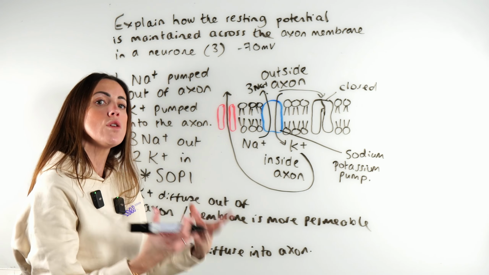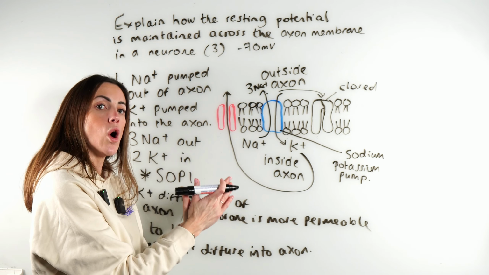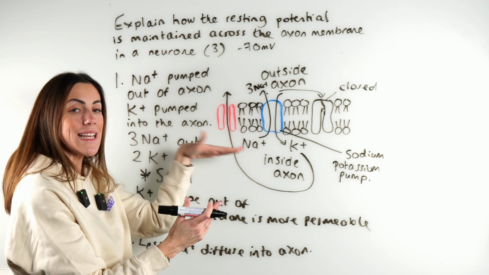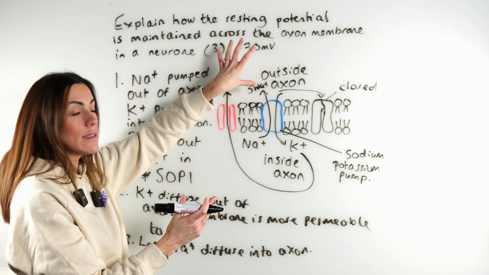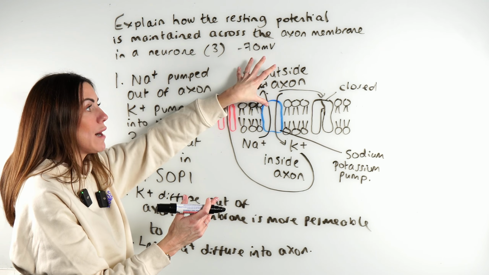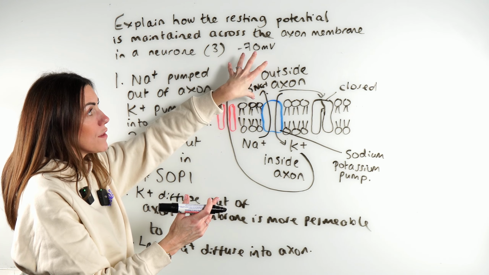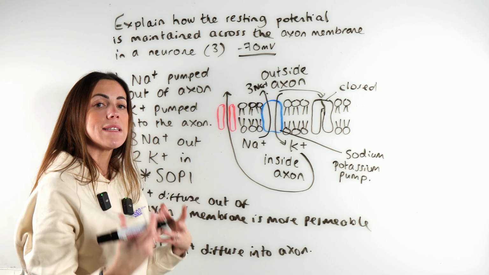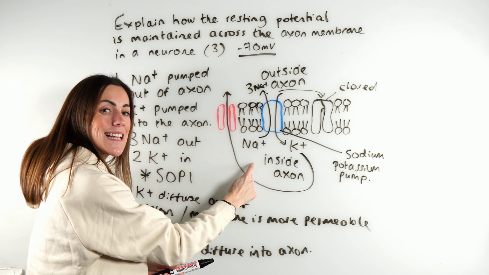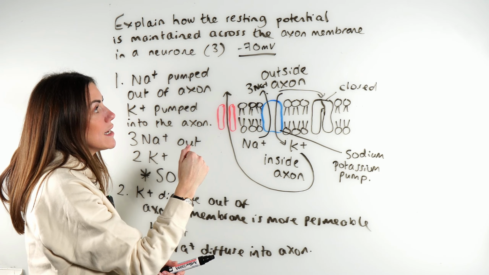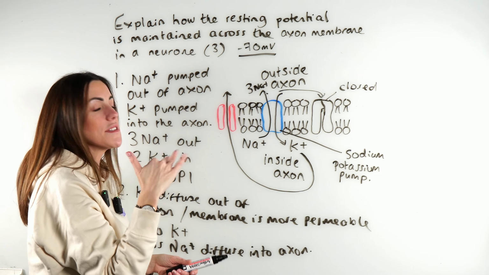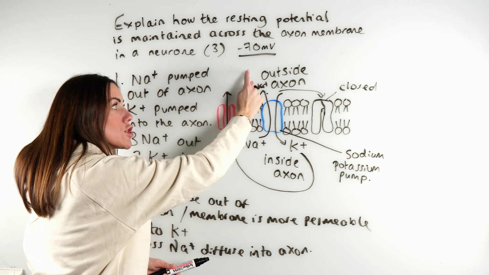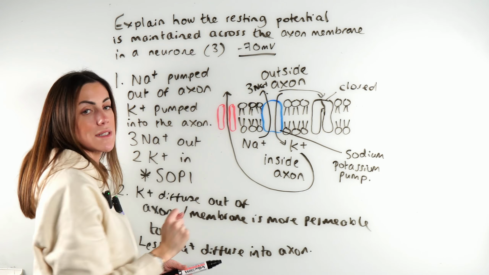So the overall movement is you've got far more positive ions outside of the axon than you do inside the axon. You're going to get a build-up of sodium ions outside here. So that's why the resting potential is maintained at about minus 70 millivolts. We're basically saying that inside the axon is about 70 millivolts more negative than outside of the axon because so many positive sodium ions are outside here.